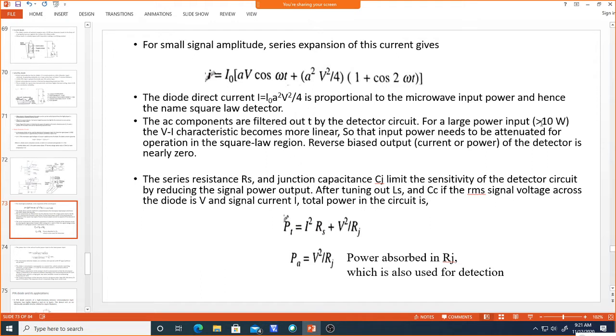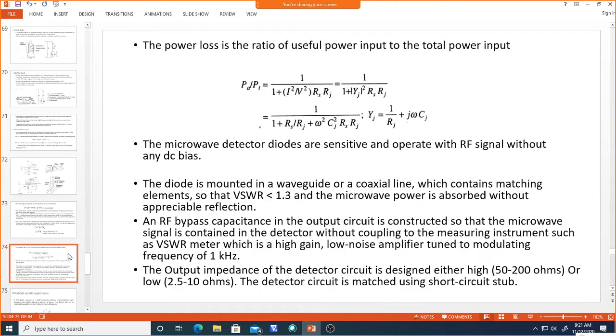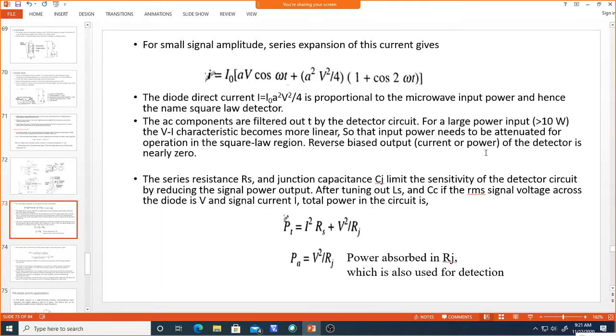For large power, when the input power is greater than 10 watt, the VI characteristic becomes more linear. You can see the characteristics here: for more input power it becomes linear. So the input power needs to be attenuated for operation in the square law region. In order to operate in the square law region, if the input power is high, we need to attenuate the signal. The reverse biased output of the detector is nearly zero.